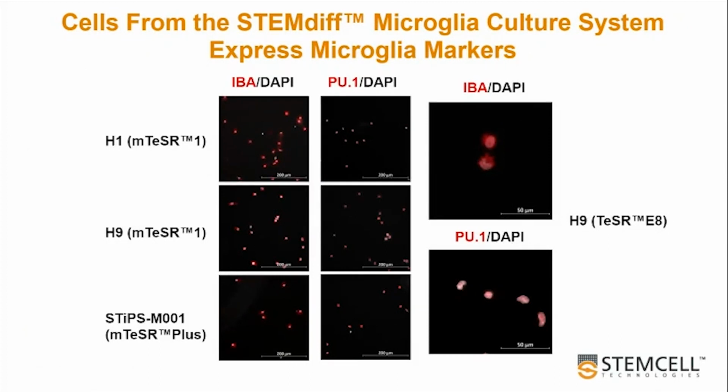We also examined the expression of microglia markers such as IBA1 and PU.1 by ICC. Magnified images show typical small microglia morphology.